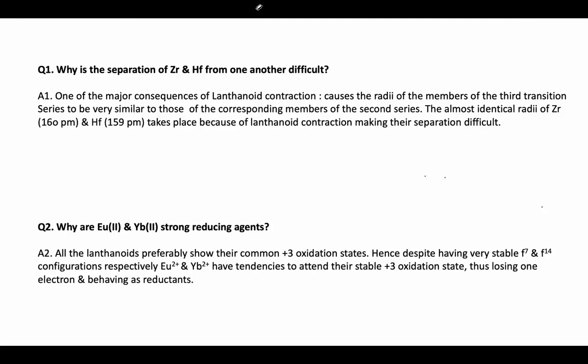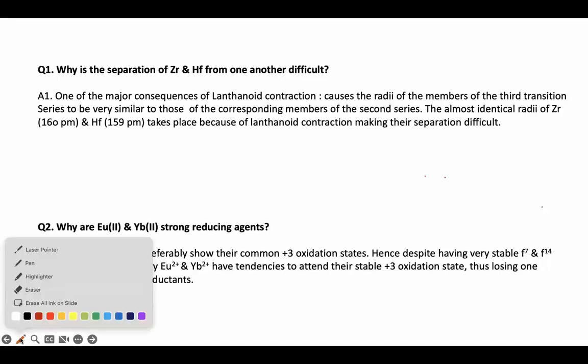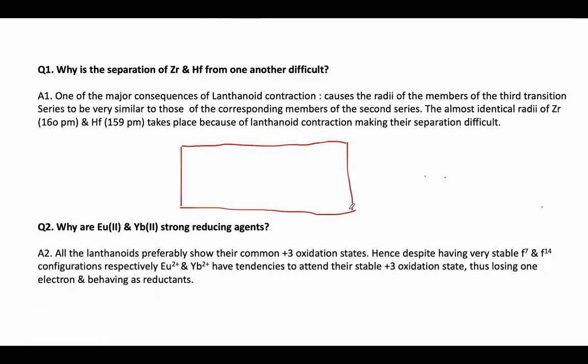So what is now this lanthanide contraction? When we discussed the transition elements, that is the d-block elements, we read about this lanthanide contraction previously. So we will remember the same and see how this can be correlated with the difficulty in separation of zirconium and hafnium. If we draw the periodic table over here, then only can we understand how this works.